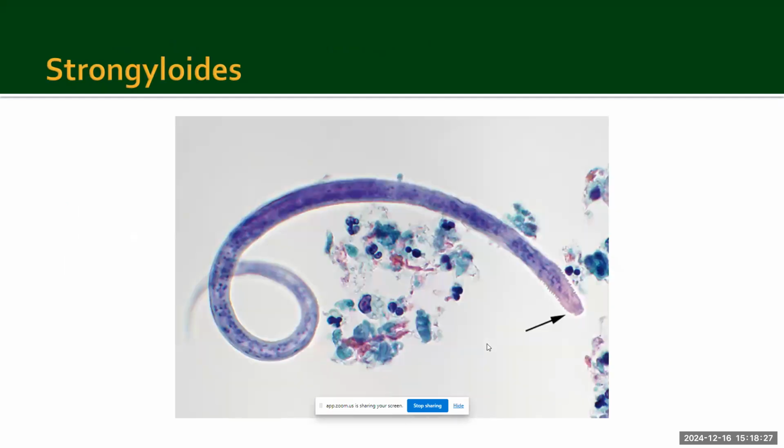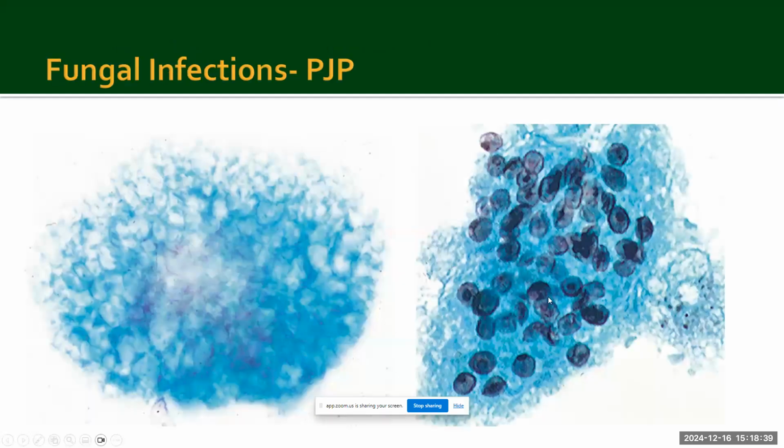The first one is strongyloides. If you see any parasites here, you can see a worm with a serrated end, as pointed by the arrow. Others could be fungal organisms, especially if the patient is immunocompromised, or is under antiretroviral therapy, or has a diagnosis of retrovirus infection, or is post-transplant and you are seeing these frothy, vacuolated bodies, then you might have to think of pneumocystis jirovecii pneumonia.